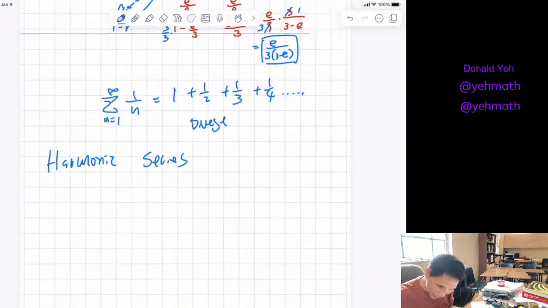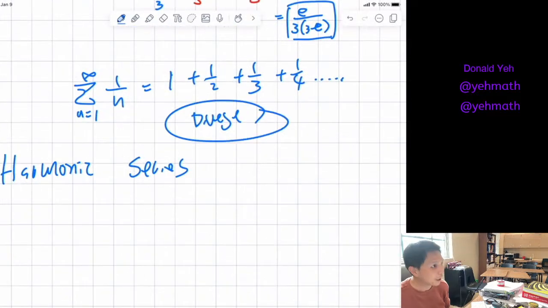So we know three series right now. Telescoping can find a sum. Geometric can find a sum. Harmonic cannot find a sum. Harmonic is a borderline case, because if you have 1 over n to the 1.01, then it's an automatic converge. If you have 1 over n to the 1, then it diverges. So that is like a borderline.